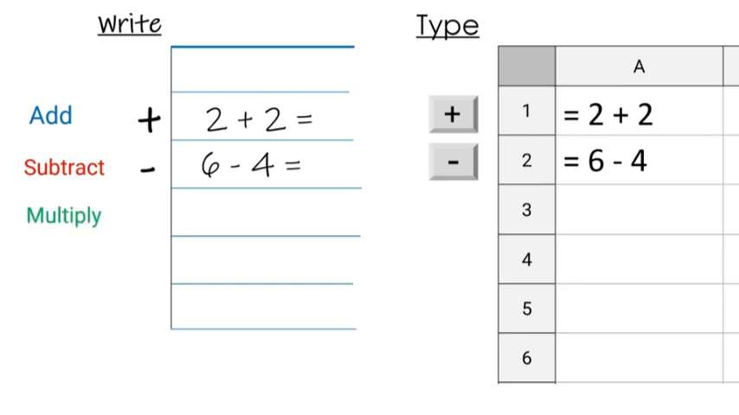Now, for multiplication, it's a little different. We commonly use an X to signify multiplying, as in 5 times 5 equals. On a spreadsheet, instead, we are going to use the asterisk symbol. This symbol is almost always on the number 8 key, and you would hold down Shift and press the number 8 to get this symbol. And in the spreadsheet, it would look like this, equal 5 asterisk 5.